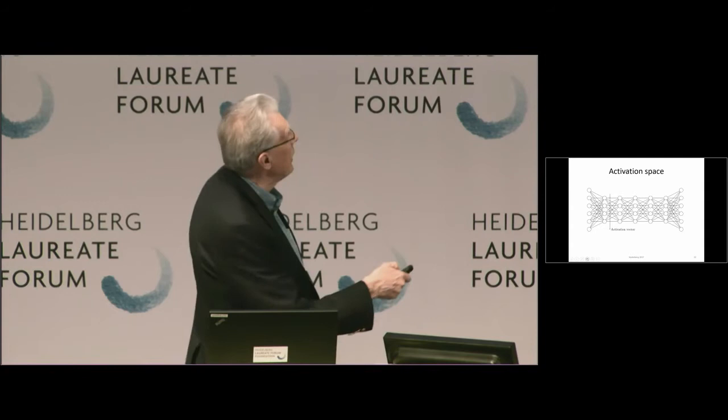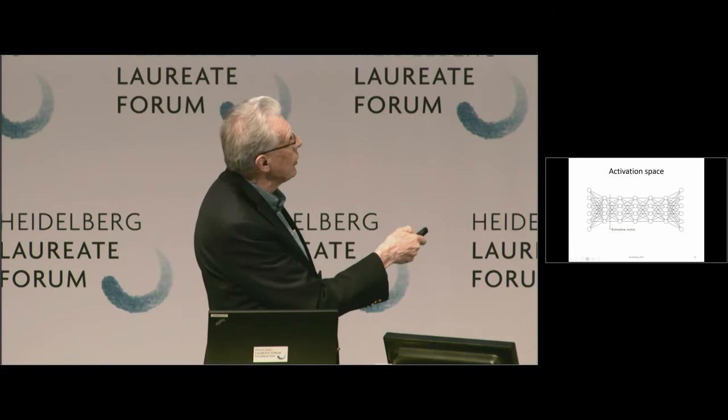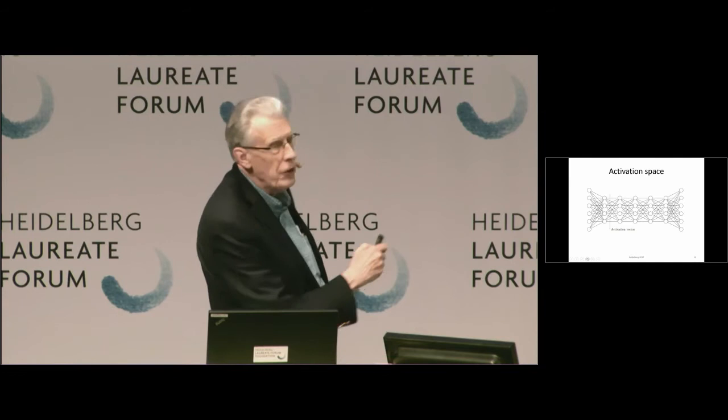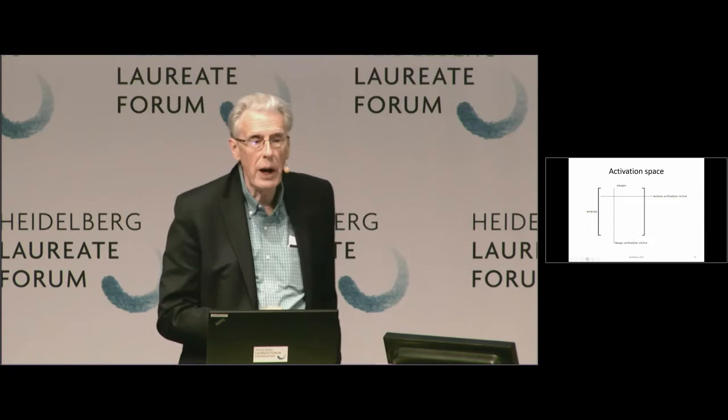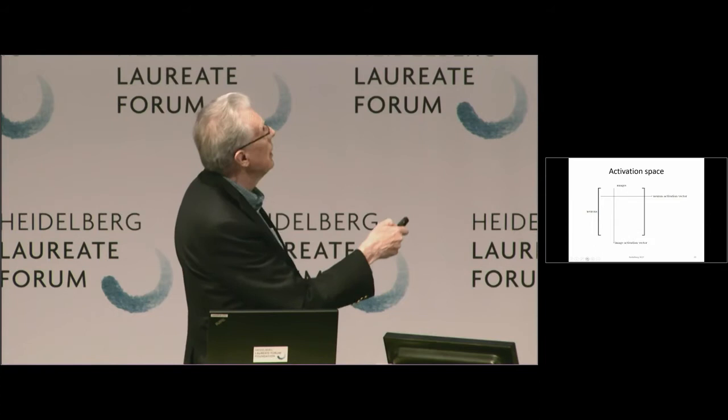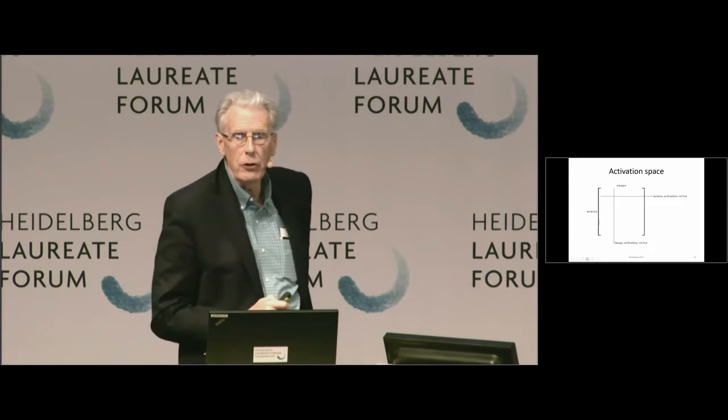In activation space, if I put an image in here and take a vector, which is the output of these gates, I'll have something called the activation vector. I'm going to talk about two different kinds of activation vectors, because what you really have is a matrix of values. I have every image across here, every gate down here, and the matrix gives me the output of a particular gate for a particular image.